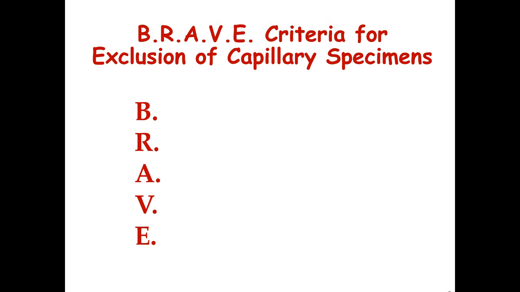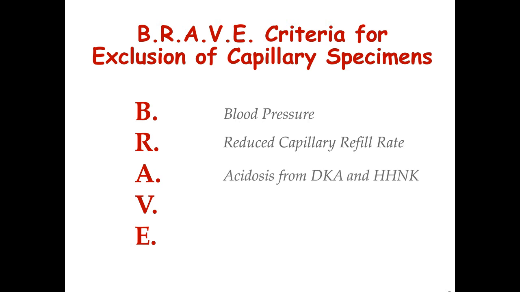The first is the B, which stands for blood pressure. Then R, which stands for reduced capillary refill rate. A is for acidosis from DKA or HHNK, the hyperglycemic, hyperosmolar, non-ketotic state. V is for the use of vasopressors, and E is for edema.